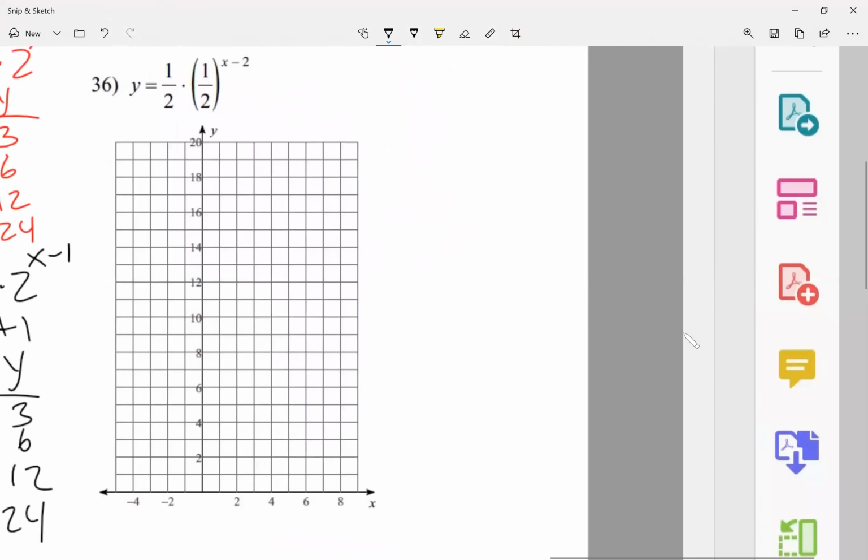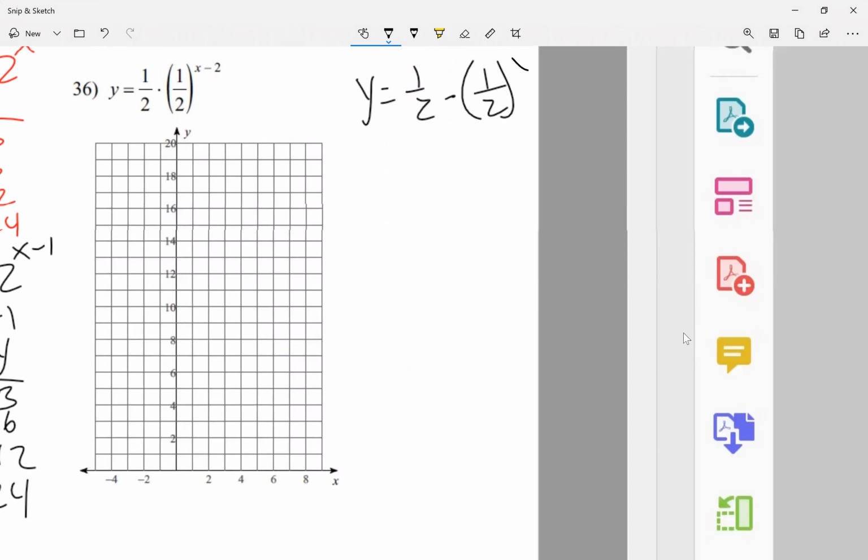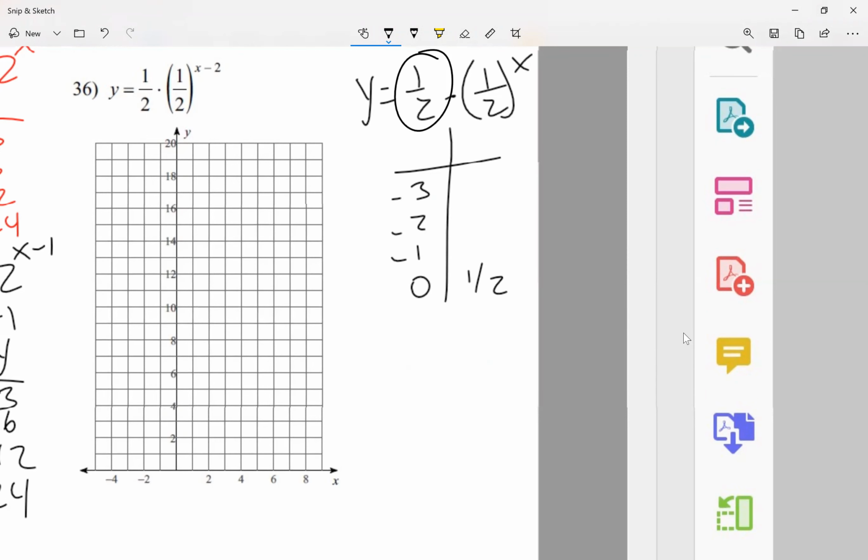All right, let's take a look at question number 36. Looking at function y equals 1/2 times 1/2 to the x. I'm going to create x and y values. So I'm going to start 0, -1, -2, -3. Okay, when x equals 0, y equals 1/2. That's this number right here.